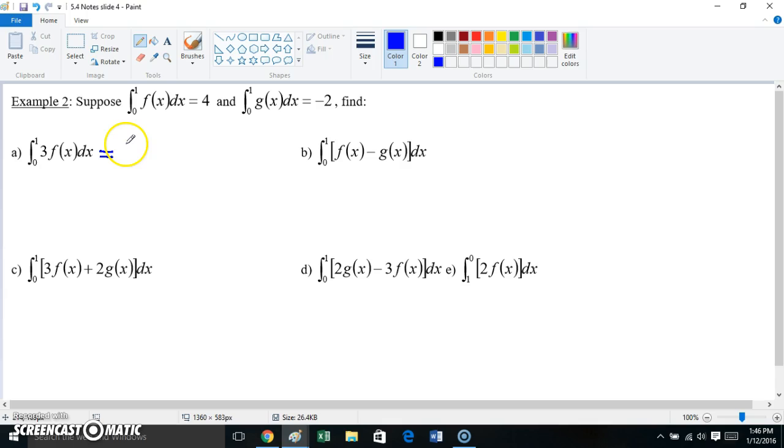Using the properties of integration, we know that 3 times the function is going to scale that function 3 times taller. That would be the same as the integral of f of x dx from 0 to 1 times 3. Knowing that the integral from 0 to 1 of f of x dx is 4, 3 times 4 is 12.